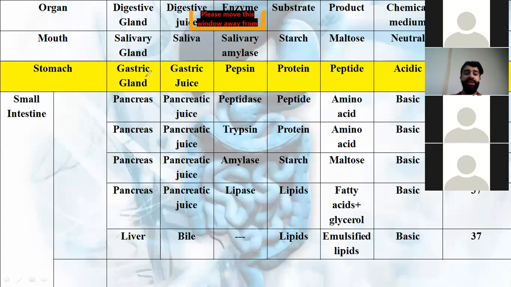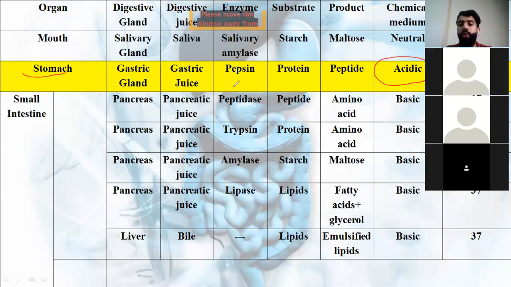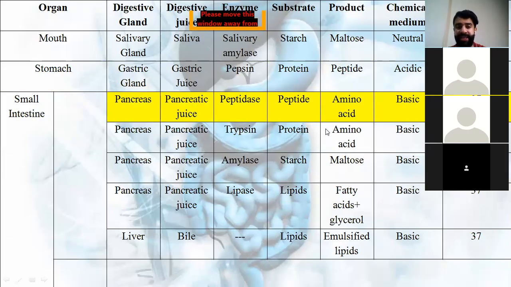So here in the stomach, we have to know that it's the only medium which is acidic, where pepsin, P, works on protein, P, to give peptide. So 3 P's: pepsin works on protein to give peptide, and the medium is acidic. Now, let's move to the level of the small intestine.